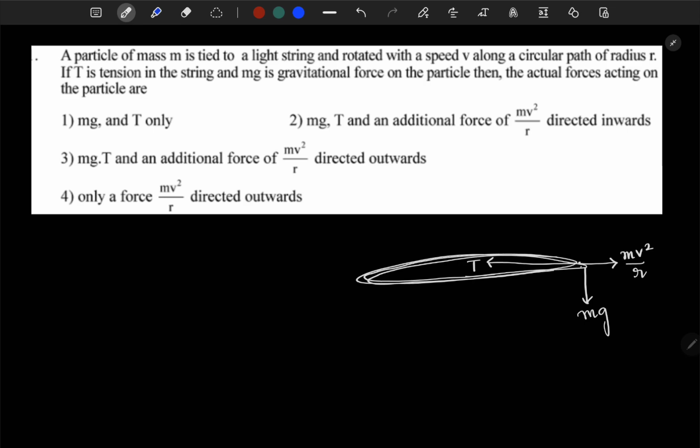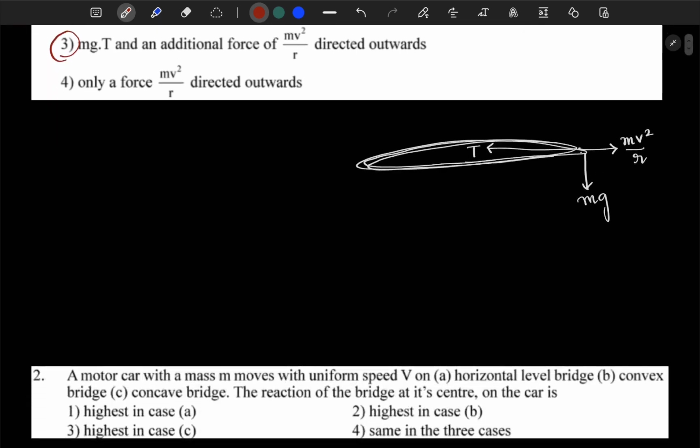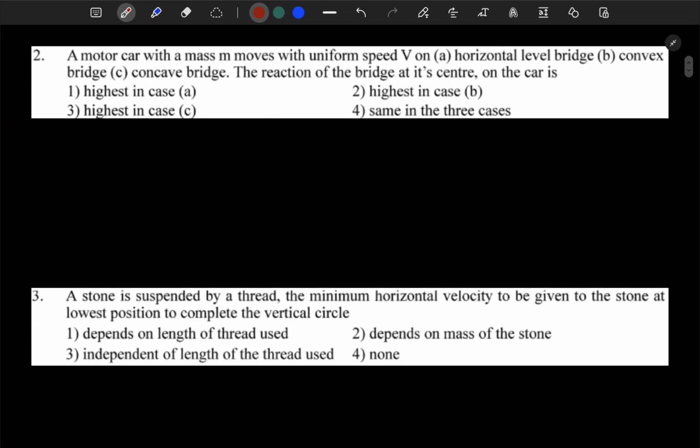So the actual forces are only mg and T, but along with them there is also one more force, mv square by r, the pseudo force. That pseudo force does not come under the actual forces, it is an additional force. So you have to mark the answer: mg and T as actual forces, and an additional force of mv square by r directed outwards. That's the answer for this question. Let's move on to the next question.